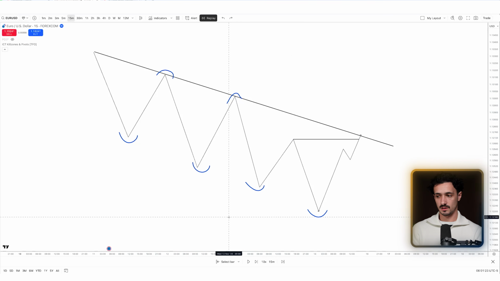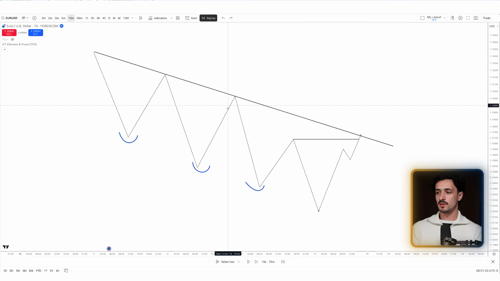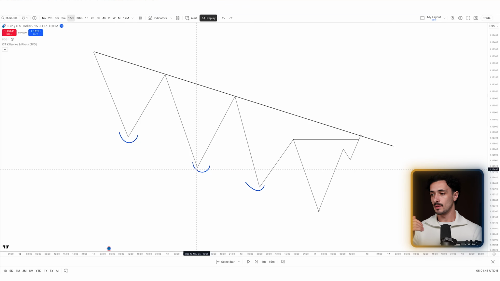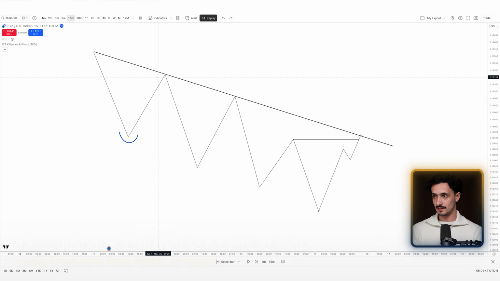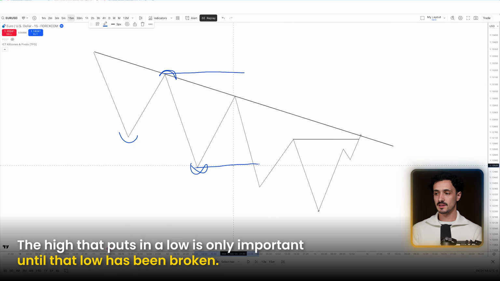Now again, something that a lot of traders get wrong is maybe they don't consider this as the level. Maybe they use this one, or this one, or this one, right? This is what you need to understand. The moment that we have broken a low, the high that is responsible for producing that low is no longer anything more than liquidity, right? Now, I know I'm getting a little bit ahead of myself here, but let me say that again. The high that puts in a low is only important until that low has been broken.